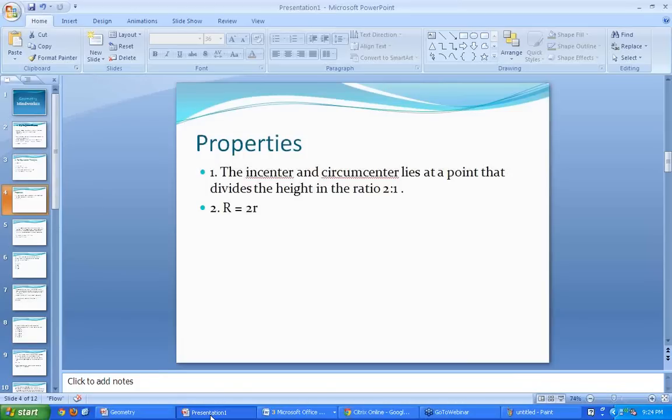The incenter and circumcenter lie at a point that divides the height in the ratio 2:1. Okay, so for this, the incenter and circumcenter will coincide, is it? How many of you feel that the incenter and circumcenter will coincide? Okay, now I am getting the correct answers, because the figure was not making it obvious, so it confused you guys. The incenter and circumcenter for an equilateral triangle will be the same point, and it will divide.